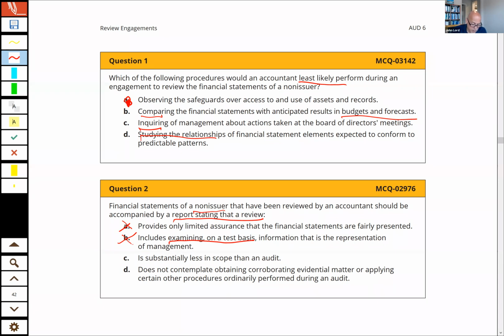So is the review report, however, going to call out the higher level of service to say that we didn't do it? Yes, that's always the case. You call out the higher level of service. If you're doing a compilation, you call out the review, you call out the audit. If you're doing a review, you call out the audit. Does not contemplate obtaining corroborating evidential matter or apply certain other procedures ordinarily performed in an audit. Well, that's true, but we don't say that in the report. Okay.